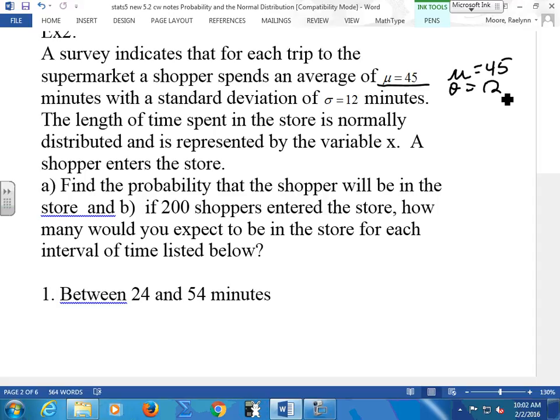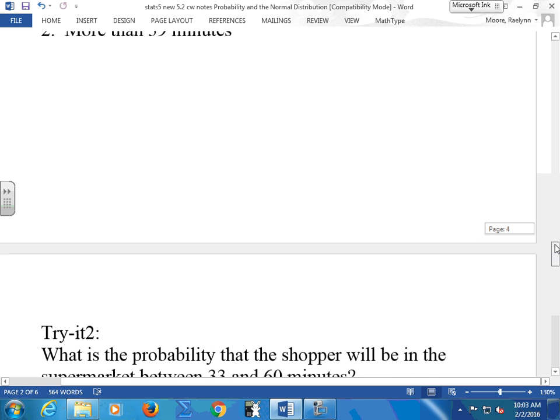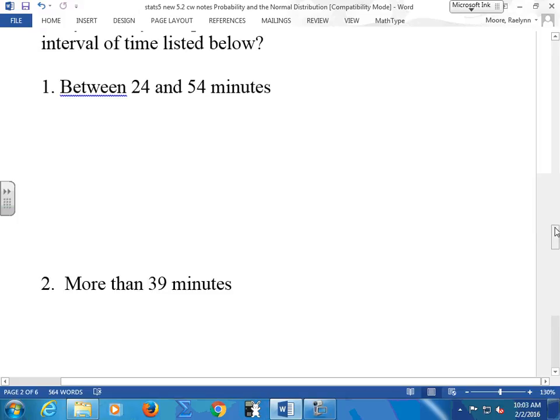So we pull this information out. They have to tell us that this is normally distributed. So you're going to find the probability that the shopper will be in the store, and then if 200 shoppers enter the store, how many would you expect to do for each one of these? We're going to set this up right here. We're going to pull out your information. What was your mean up there? And your standard deviation was 12.